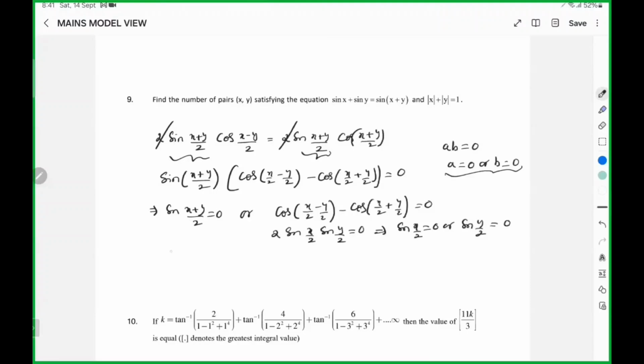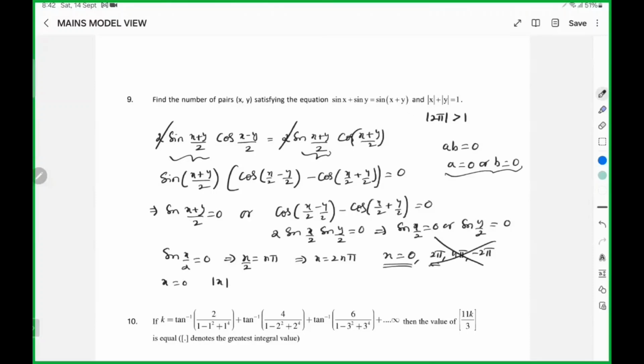So from here I can say sin x by 2 is 0 means x by 2 is n pi. X is 2n pi. That means x values are 0, 2 pi, 4 pi, minus 2 pi like this. But here if you take x as 2 pi, it exceeds 1. So these can't be the solution. So x is 0.